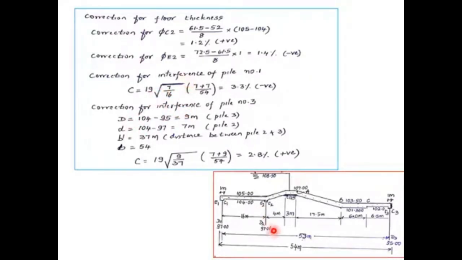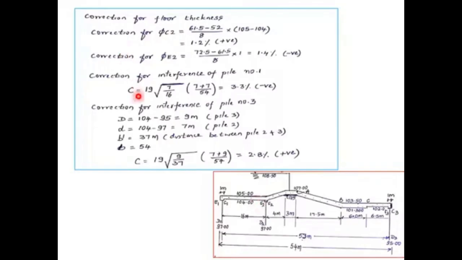It is the same as what we did for this pile, because all the depths remain the same. However, I have calculated it: what is the depth of the pile? It is 7 meters. Capital D is this 104 minus 97, which is 7. The distance between the two piles is 16 meters. Capital D and small d are 7 and 7. The total is 3.3 percentage. Since we are applying the interference of this pile at the rear, and this point is at the front of this pile, the correction applied will be negative.